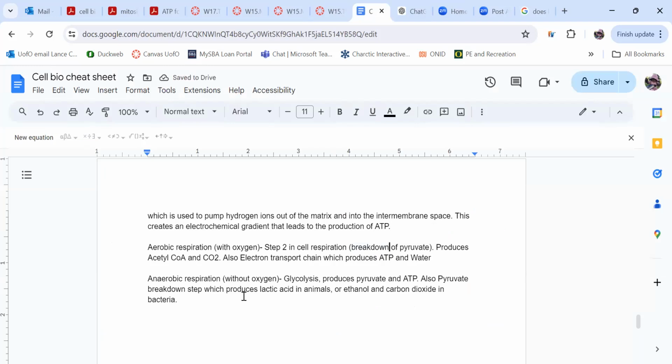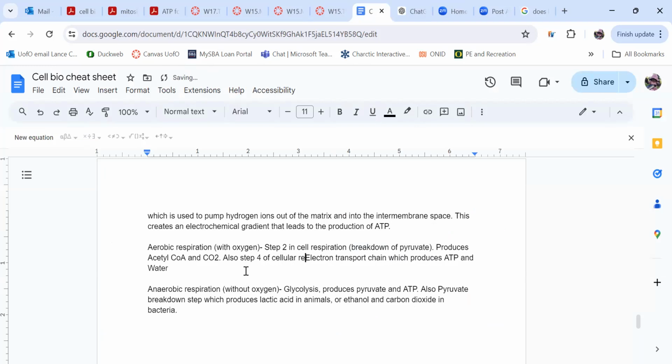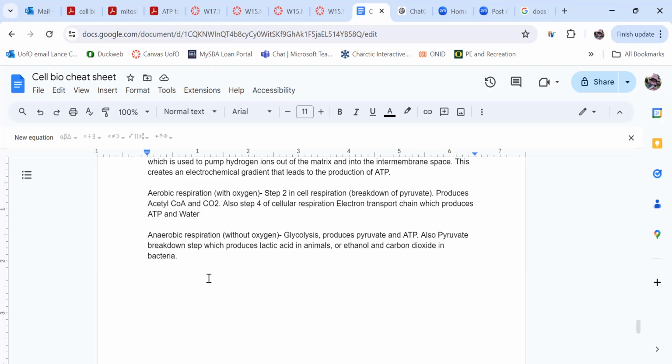So the main points to know about aerobic respiration are that it's with oxygen, and that this could happen in step two of respiration, the breakdown of pyruvate, which produces acetyl-CoA. Also, step four of cellular respiration, the electron transport chain, produces ATP and water. Now for anaerobic respiration, we'll put step 1 of cell respiration, glycolysis. Also pyruvate.